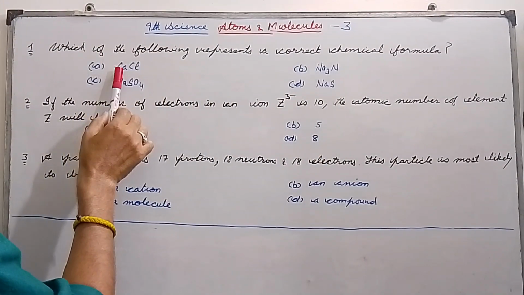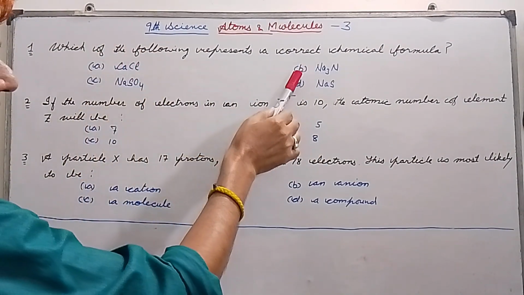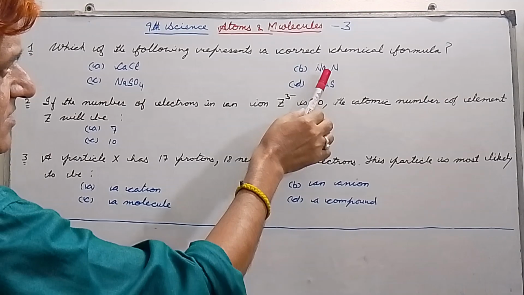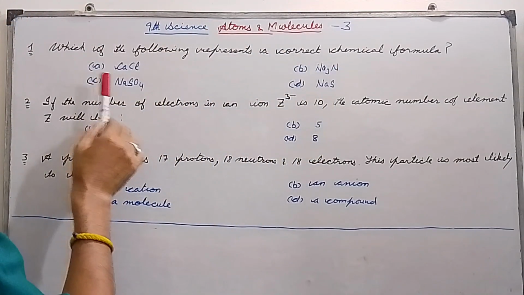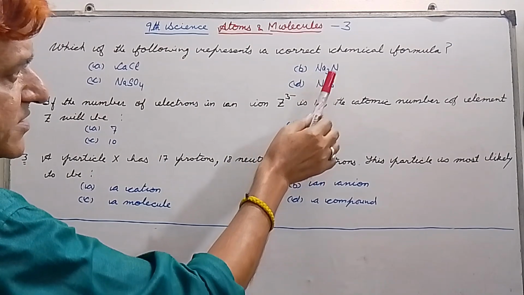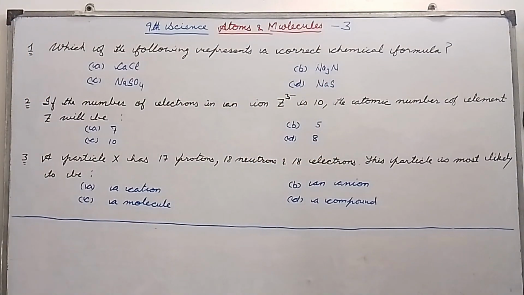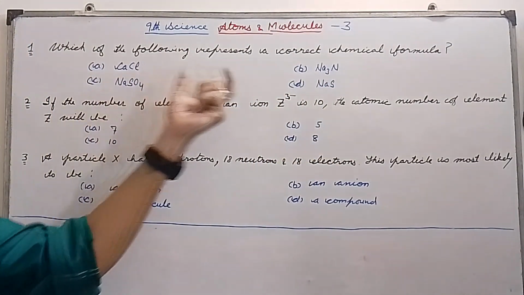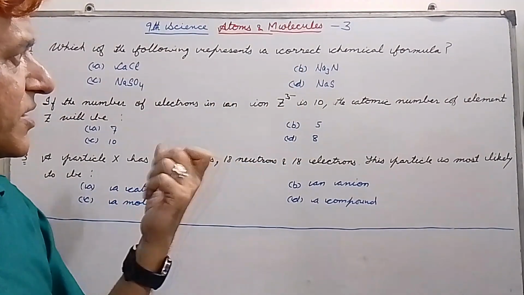First option is calcium chloride, CaCl. B is sodium nitride, that is Na3N. C is sodium sulfate, NaSO4, and D is sodium sulfide, that is NaS. So my dear students, here you have to find which one is actually the correct chemical formula.